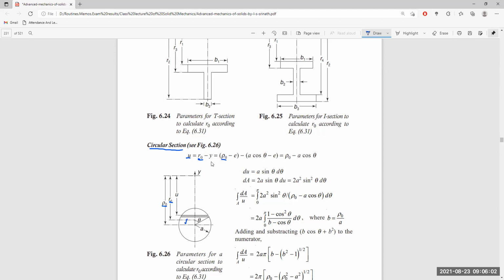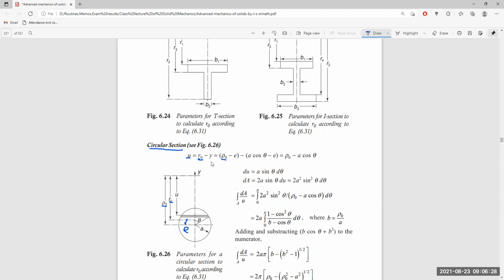So rho 0 minus e means this is the difference here. This is the e itself. But y is written as a cos theta minus e. Why is it a cos theta? This is the strip section whose flexural rigidity we want to calculate here.